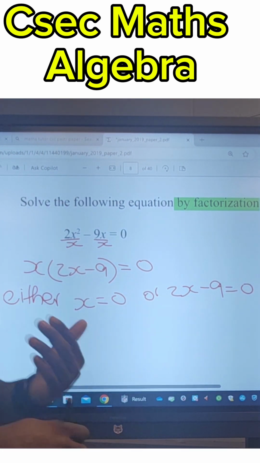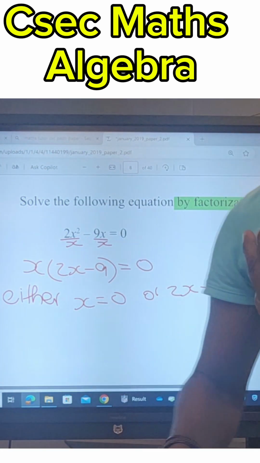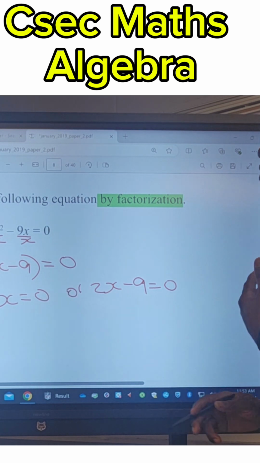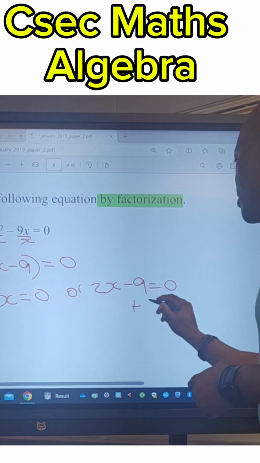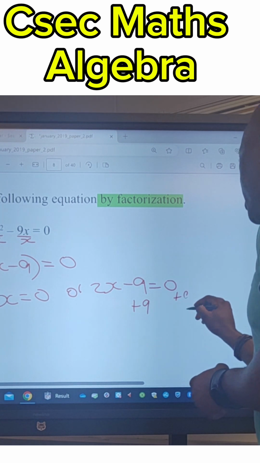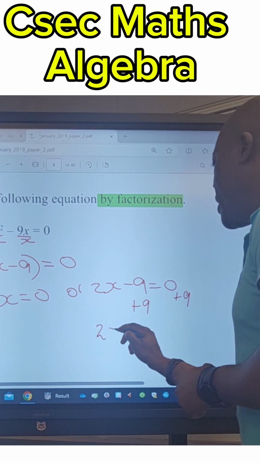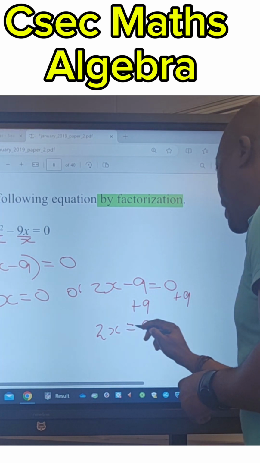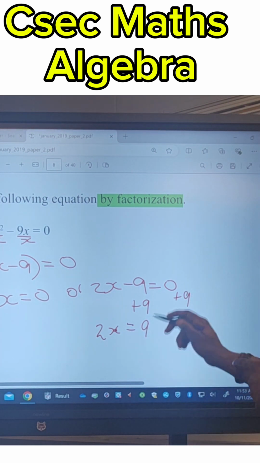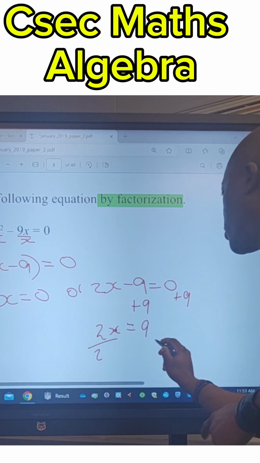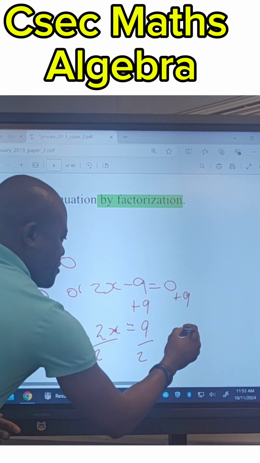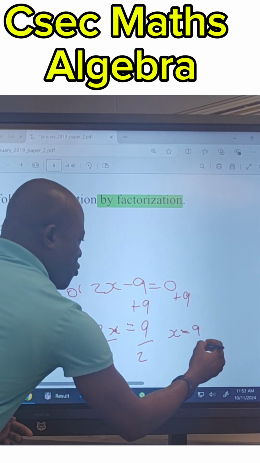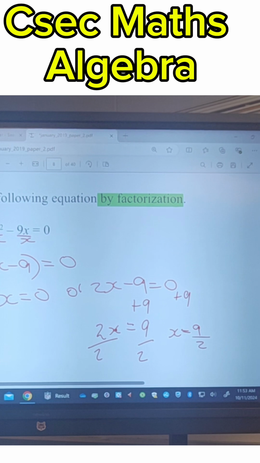With this said, x is already 0, so now I'm going to solve this. I'm going to add 9 to both sides. So basically, 2x is equal to 9. Let us divide both sides by 2. As you can see, x is equal to 9 over 2, or 4.5 if we wish.